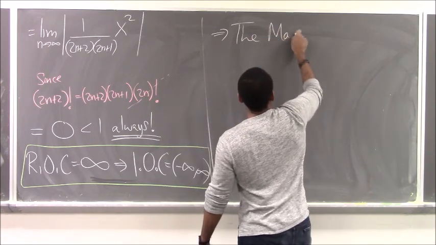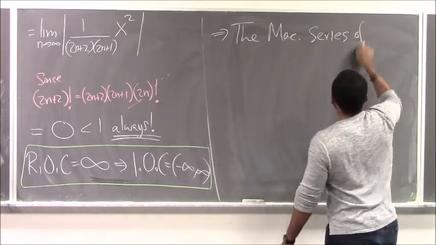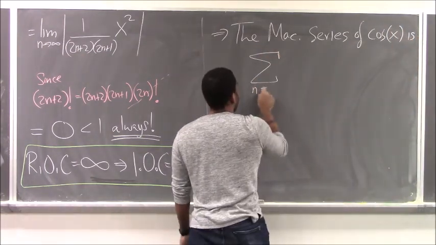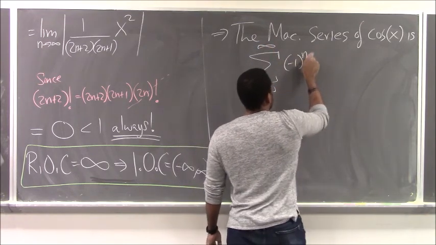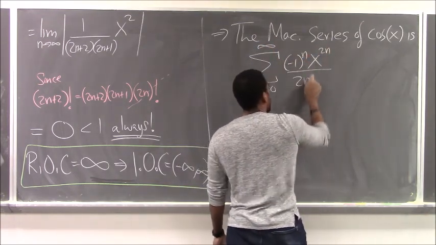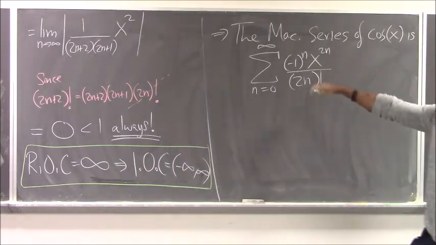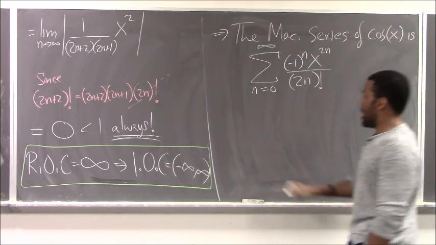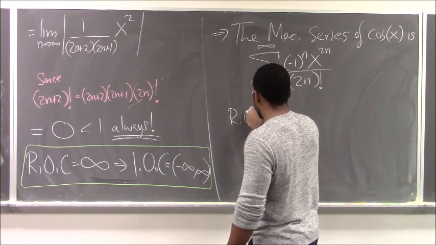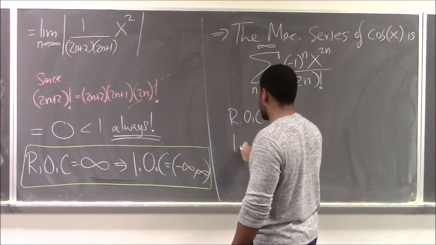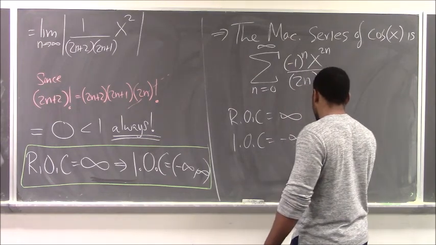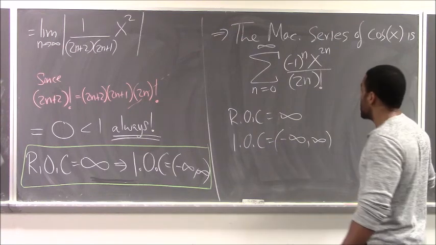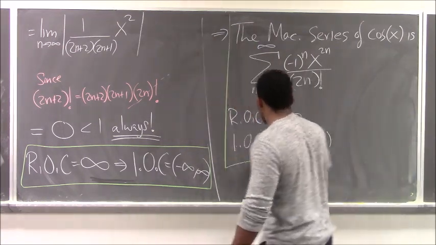The Maclaurin series of cosine of x is the sum from n goes from 0 to infinity of minus 1 to the n x to the 2n over 2n factorial. This gives us the pattern of plus 1, minus 1, plus 1, minus 1, plus 1, minus 1 on the even guys. And the radius of convergence is infinite, and the interval of convergence is the entire real line. We can plug in any x value we want, and that series is going to converge. So that's the answer to part B.